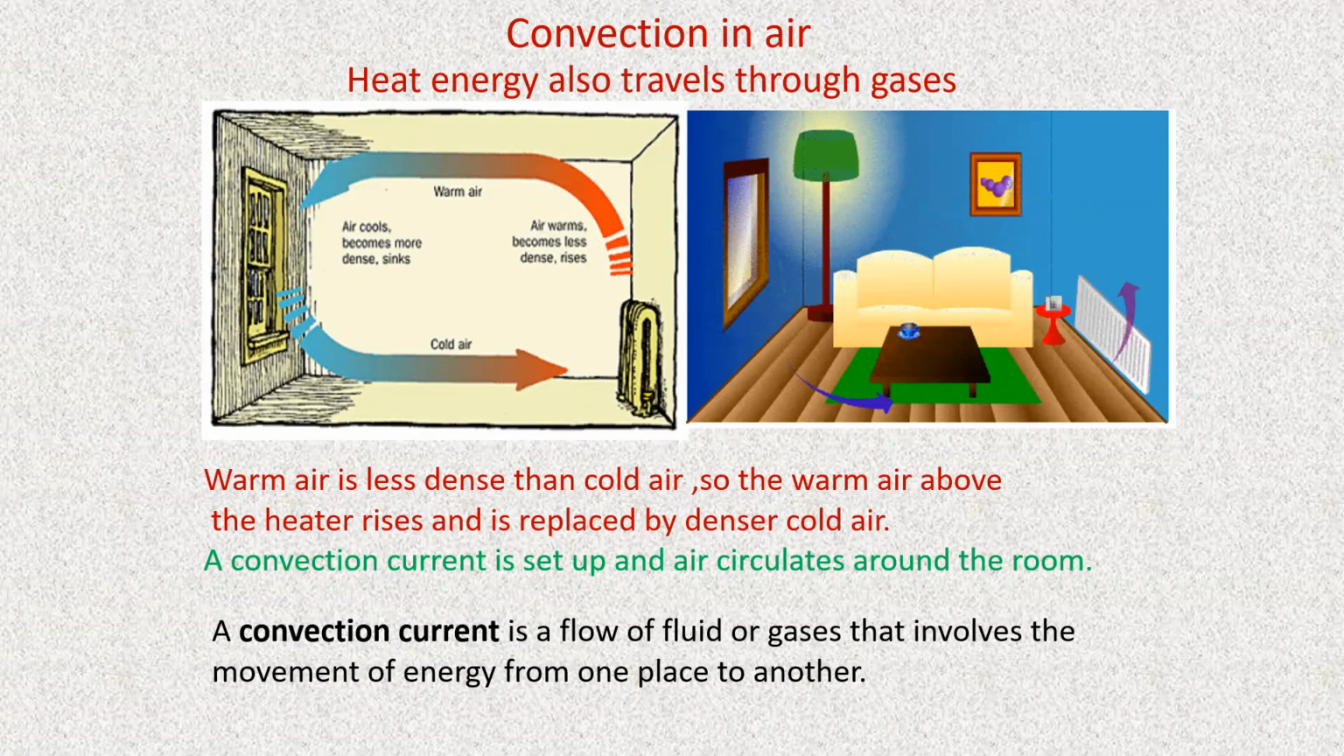The air coming from the window and the heater also. The heater heats the air and the air becomes warm and less dense. So a convection current is set up and air circulates around the room. Okay, very good, very nice.